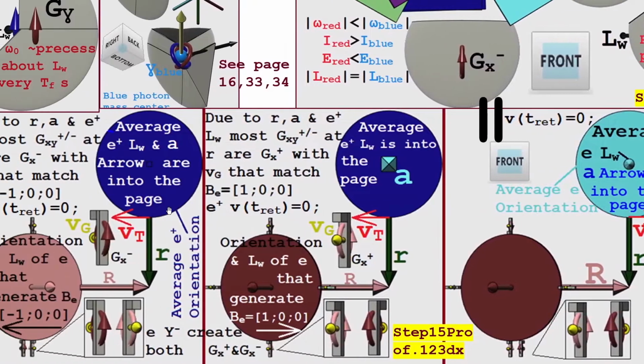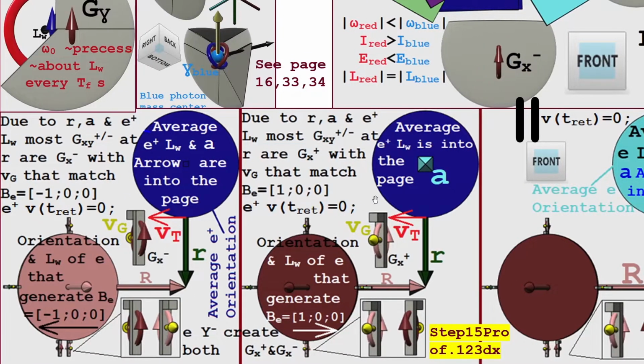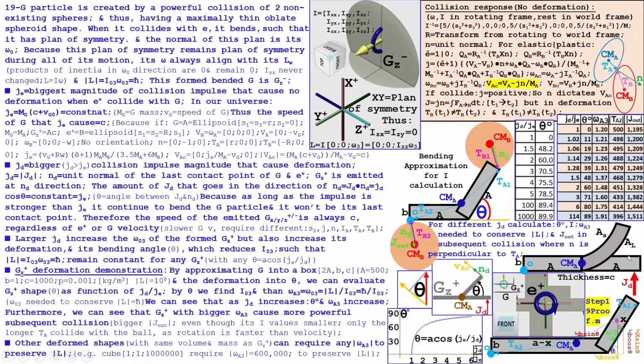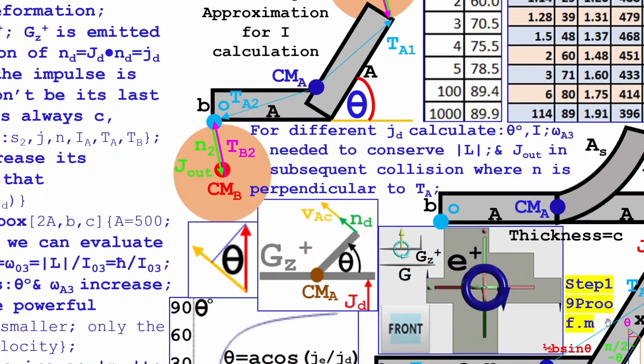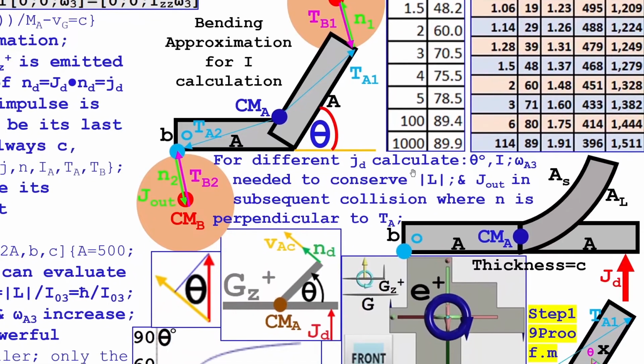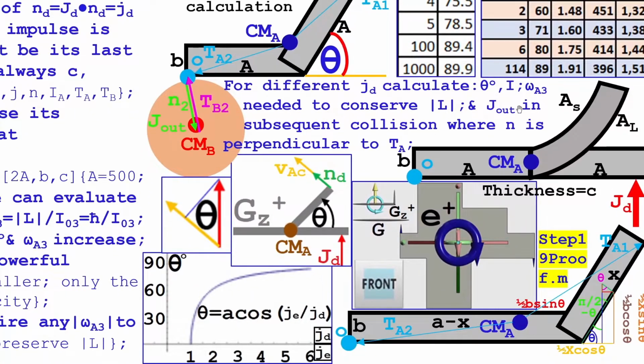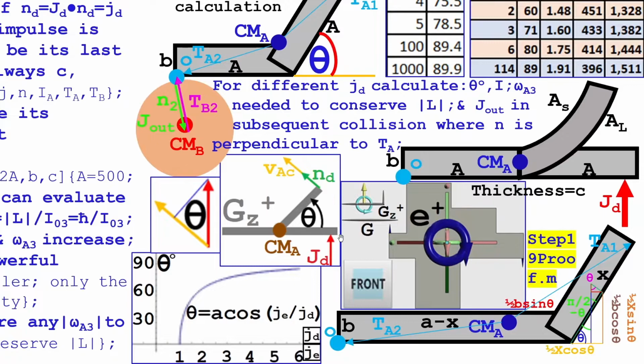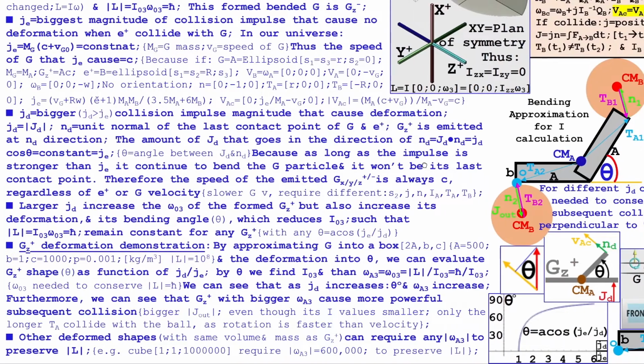and to its velocity. In the former page I have demonstrated how a bigger collision impulse, between a charge and a G particle, increases the amount of G bending and its angular velocity, while decreasing its moment of inertia, such that the magnitude of its angular momentum remains constant. And I have also shown that any photon frequency can be obtained by this mechanism.